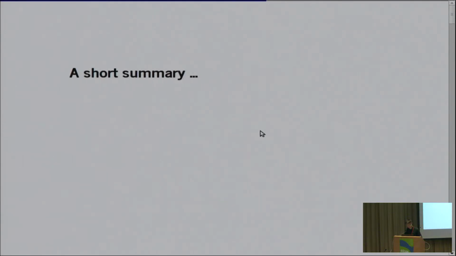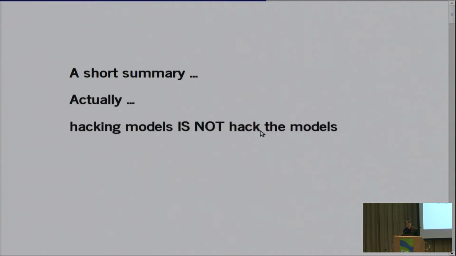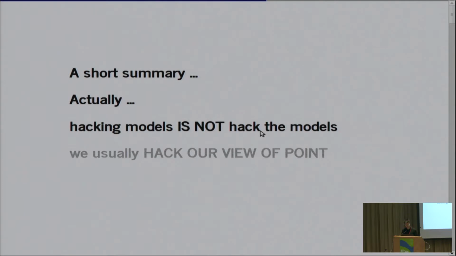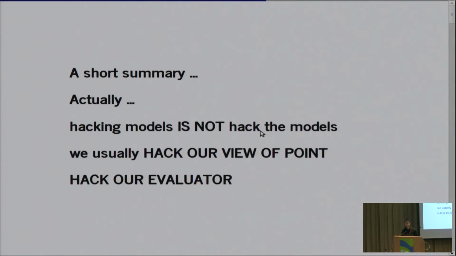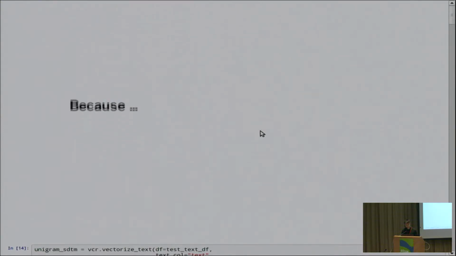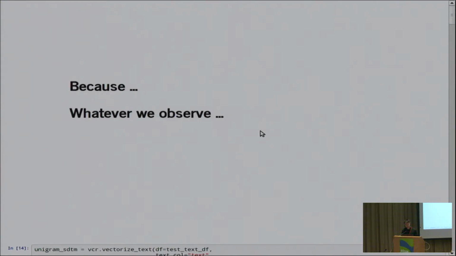So a short summary: hacking a model is not hacking the models, actually hacking your viewpoint and hacking our iterator. Because whatever we observe, whatever we draw.